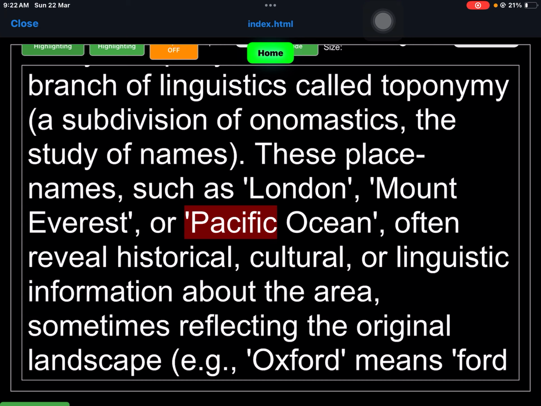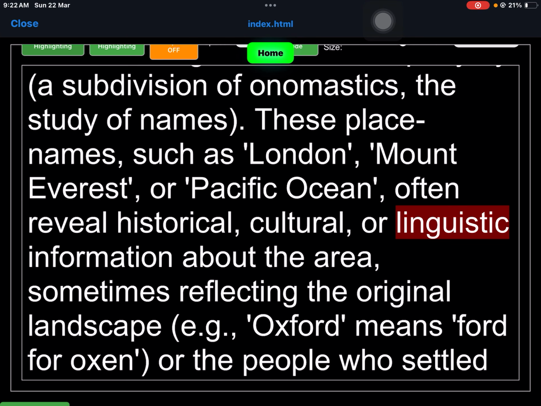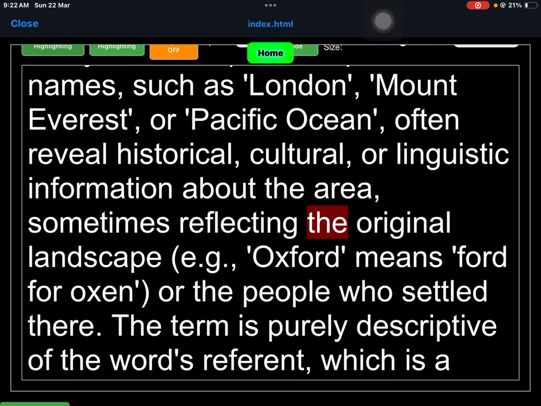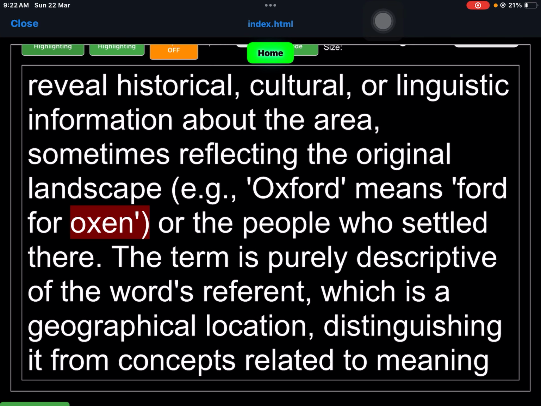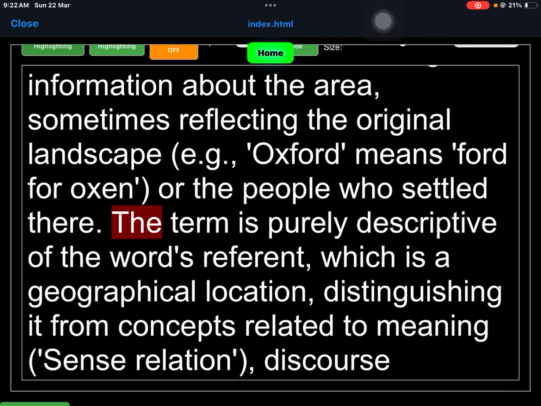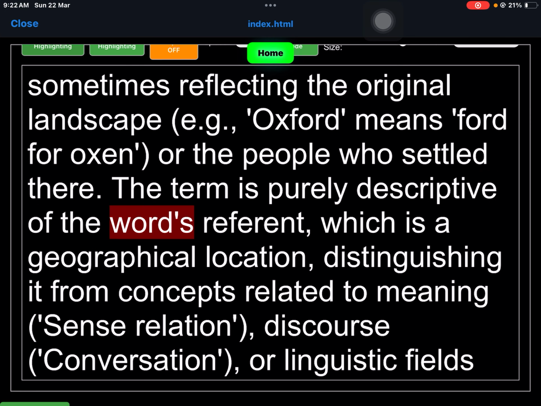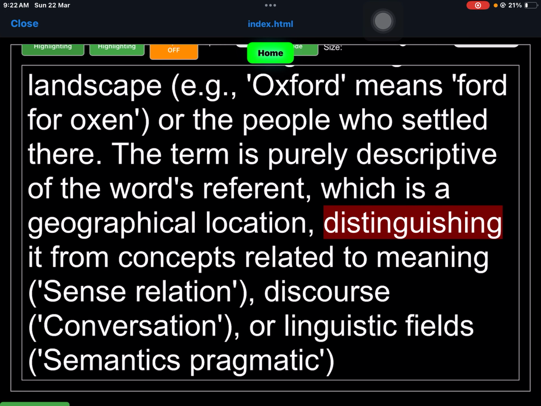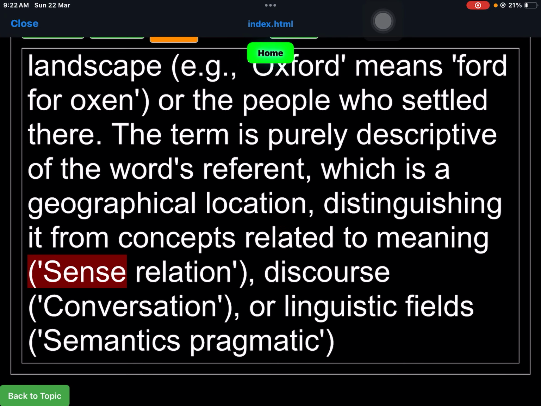These place names, such as London, Mount Everest, and Pacific Ocean, often reveal historical, cultural, or linguistic information about the area, sometimes reflecting the original landscape. For example, Oxford means ford for oxen, or the people who settled there. The term is purely descriptive of the word's referent, which is a geographical location, distinguishing it from concepts related to meaning, sense relation, discourse, conversation, or linguistic fields like semantics and pragmatics.